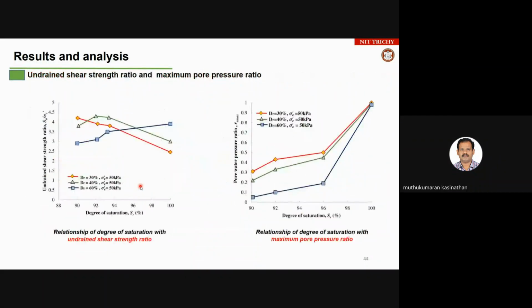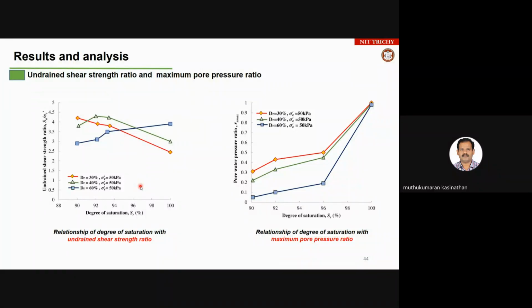So this basic study what we did is with respect to static analysis. We have not inputted the earthquake, the so-called CSR ratio here, but only in terms of the pore pressure developed under undrained condition, considering the different relative density.